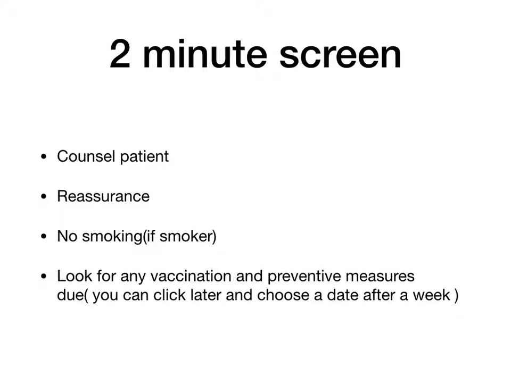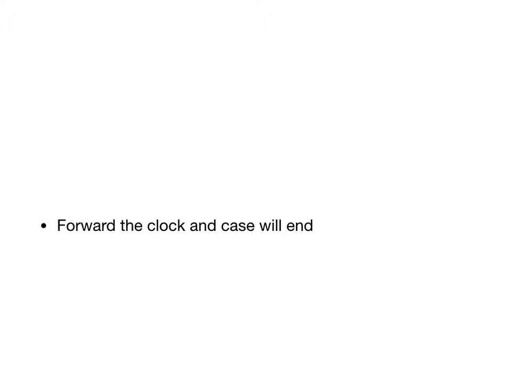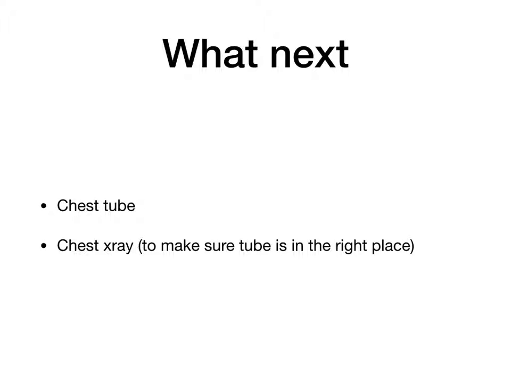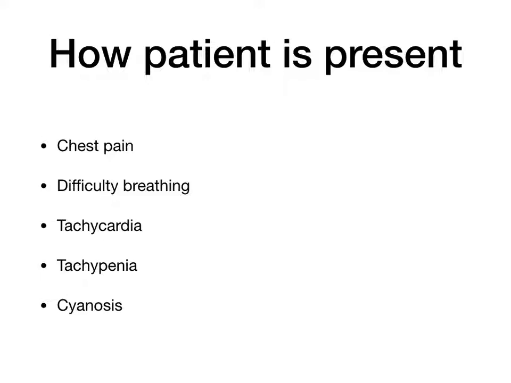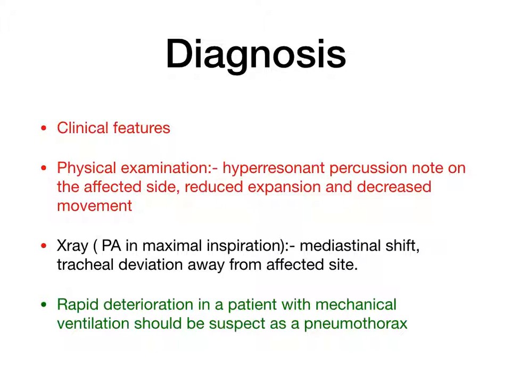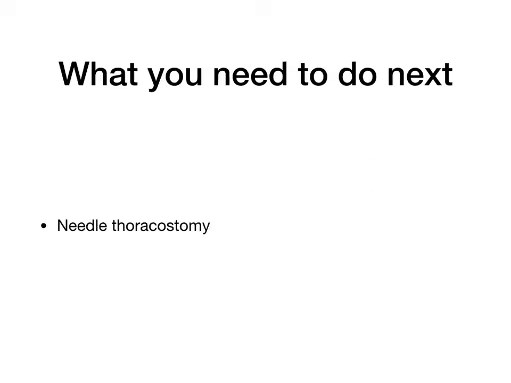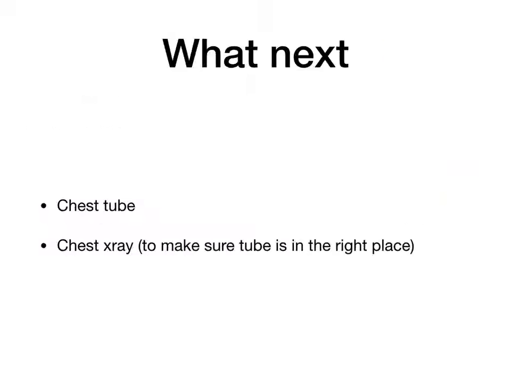Alright folks, that's all for Step 2 CK, Step 3 MCQ and CCS. Please remember how to diagnose tension pneumothorax, and also remember that when the clinical features and physical examination point towards pneumothorax and the patient is collapsing, the best next step is a needle thoracostomy. After needle thoracostomy, we place a chest tube, and don't forget to do a chest X-ray to make sure the tube is in the right place. Those are the points which are highly valued on CCS too.